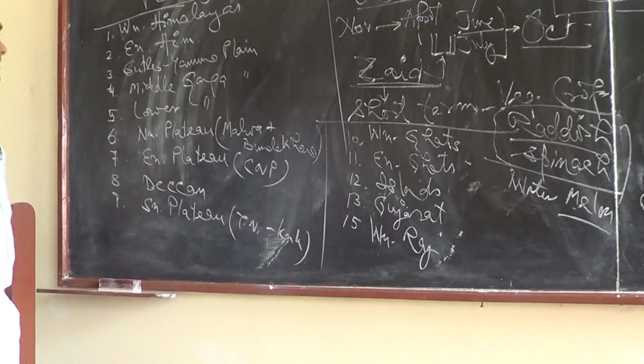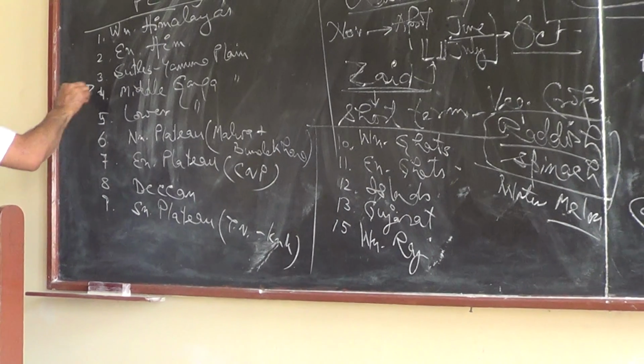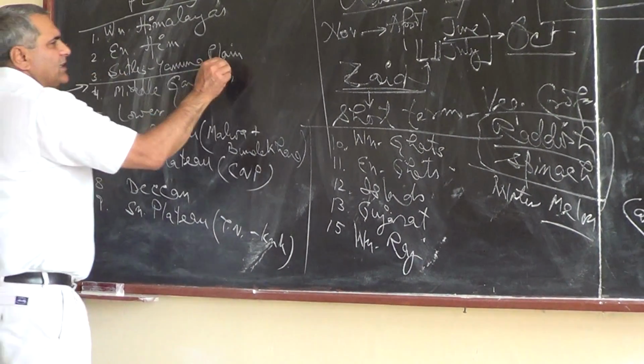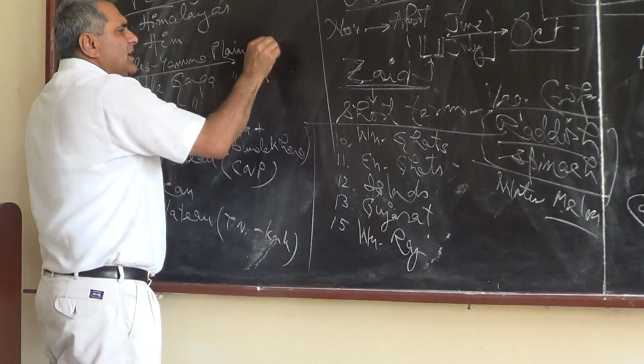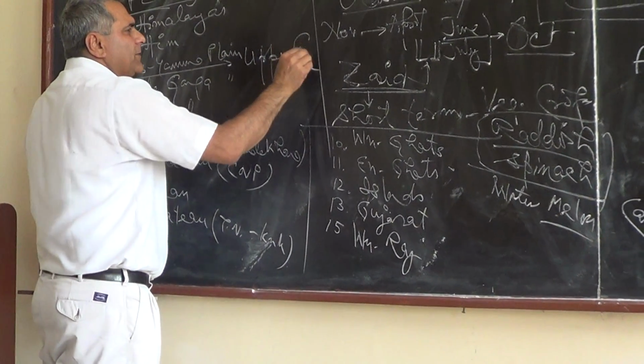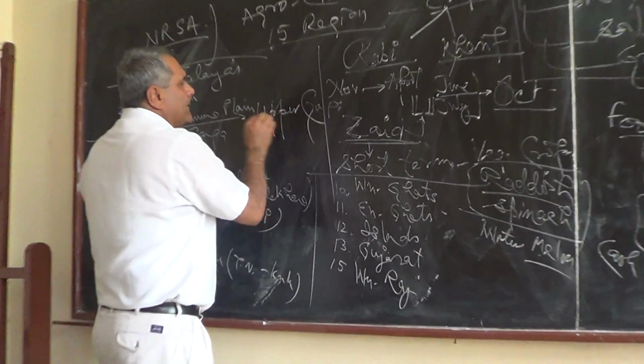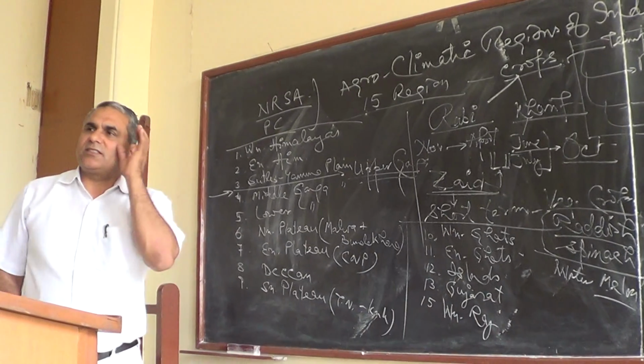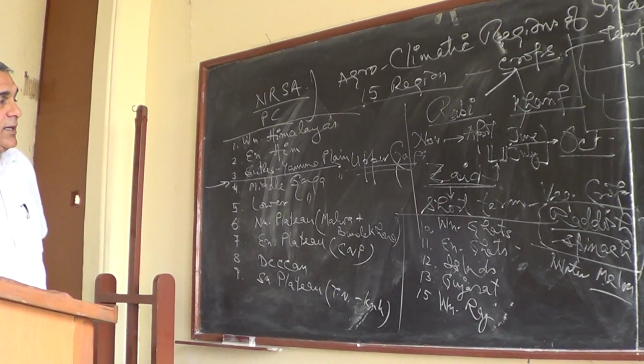14 is missing. I missed the Upper Ganga plain. Then I realized I had missed one of the regions, Upper Ganga plain. These are the 15 agro-climatic regions in the country.